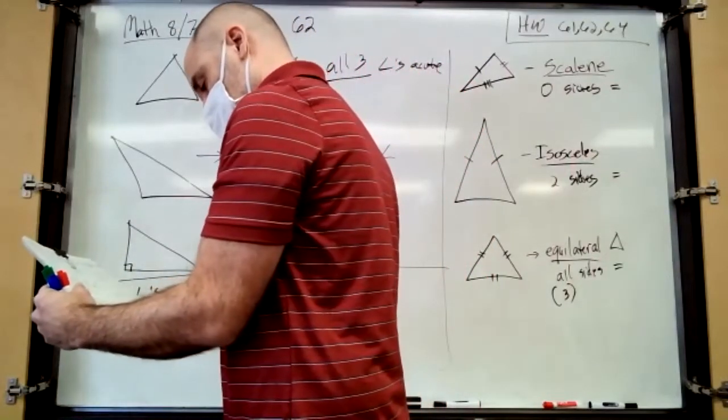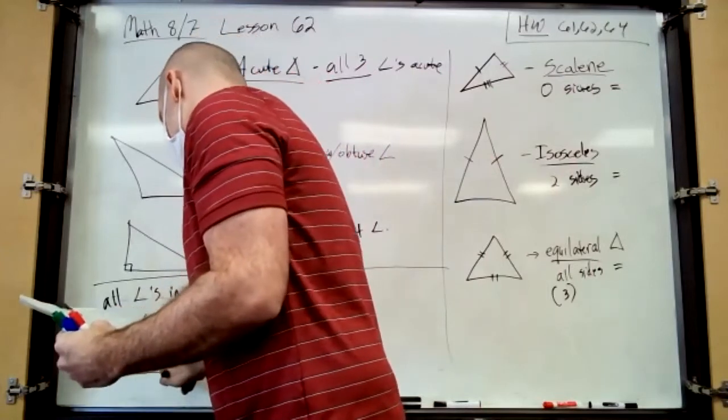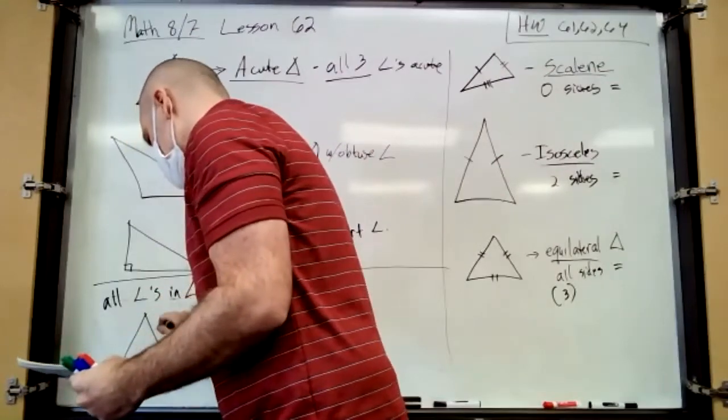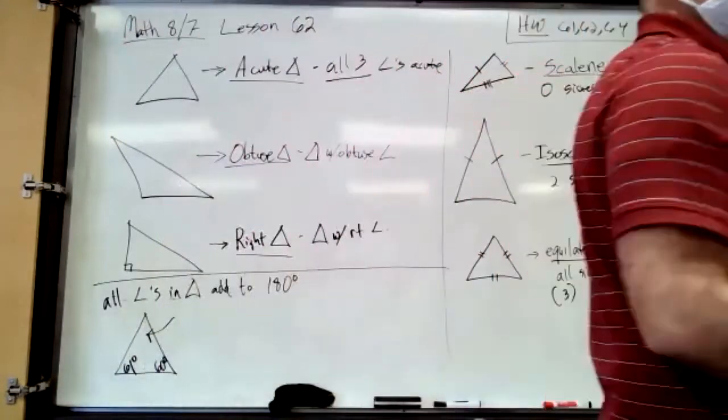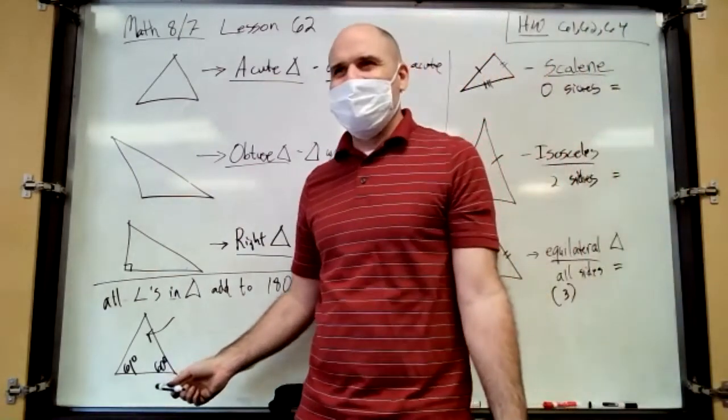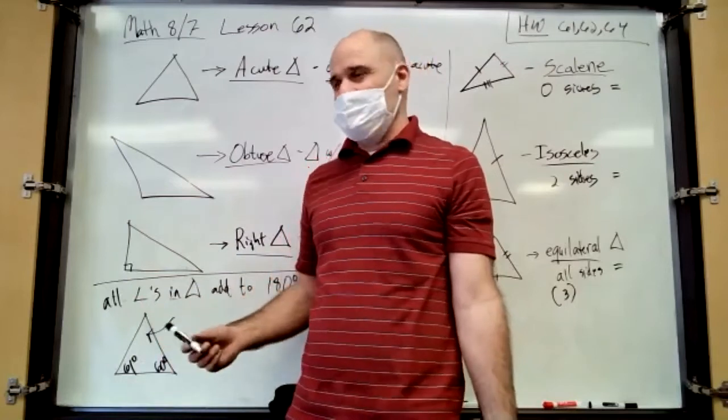So, if this was a triangle here, and this was 60 degrees, this was 61 degrees, then what's the third angle? 59. Yes, so if you add them up, you get 121. Then you add 59 to 121, and it gets up to 180.